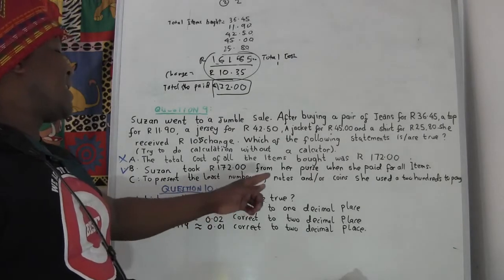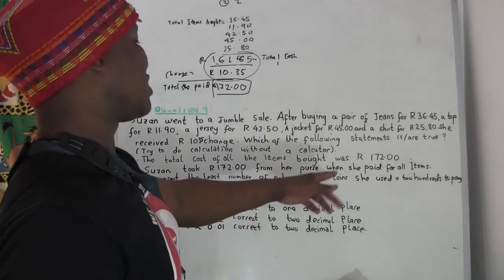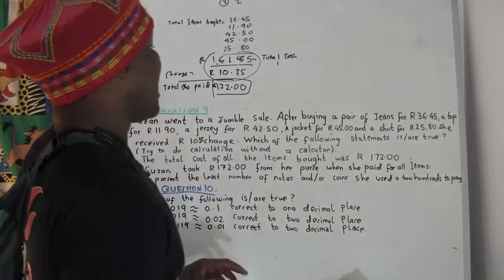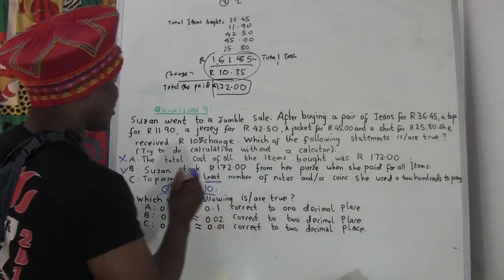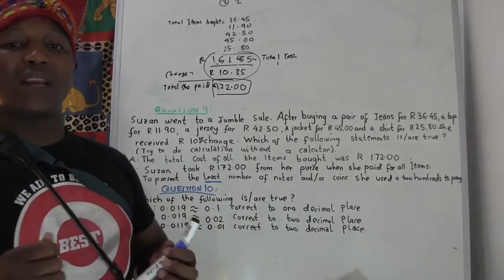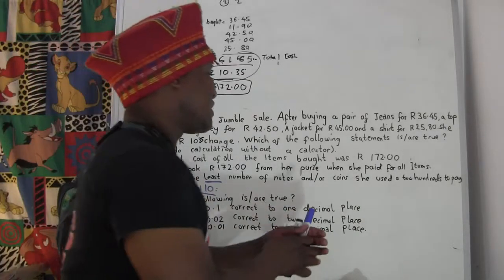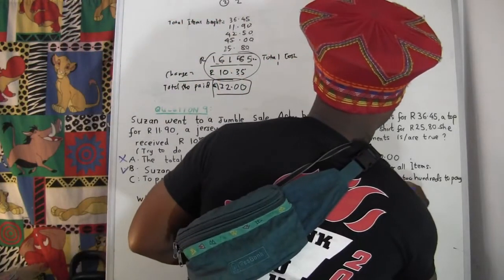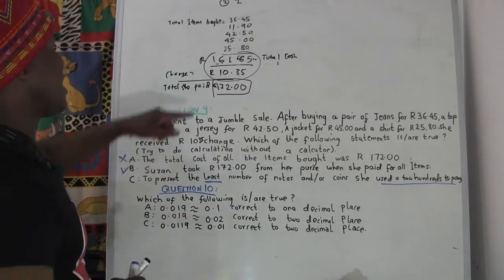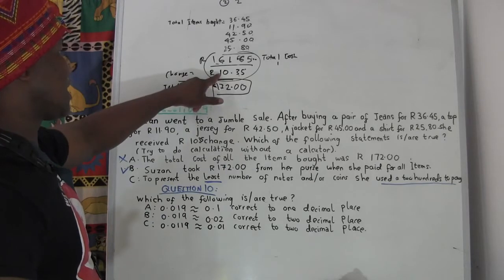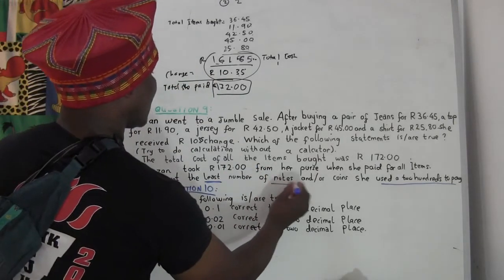To present a list of notes and coins she used, okay. Look here, the list. You know, 'least' means the minimum she paid is a note. Is it 200 she used to pay? She used 200 to pay. I disagree. She didn't pay 200. She paid 172. She got change of 10. But another one in terms of notes and coins.